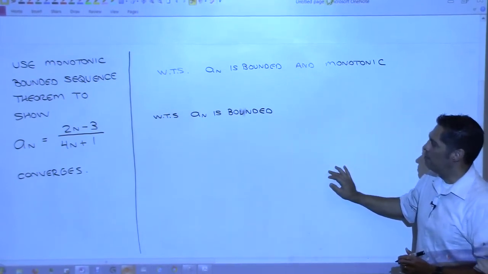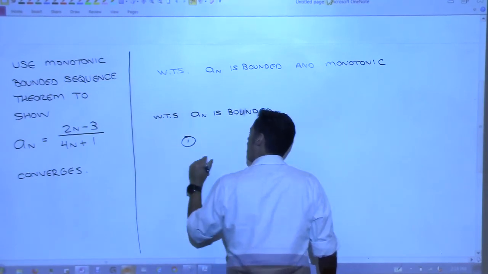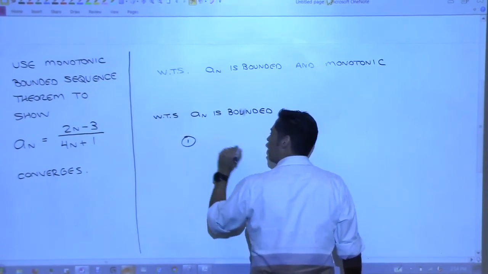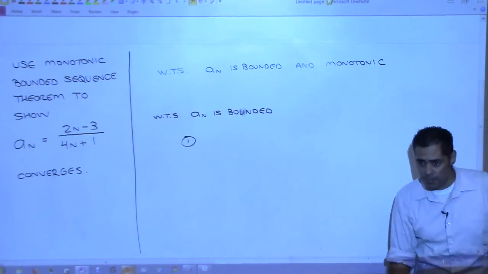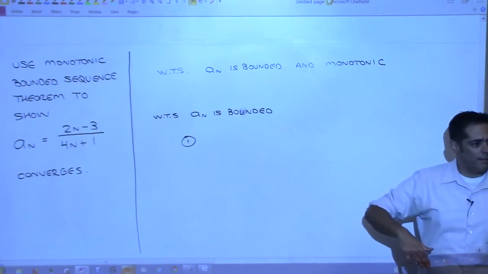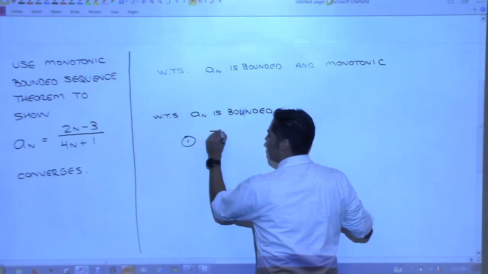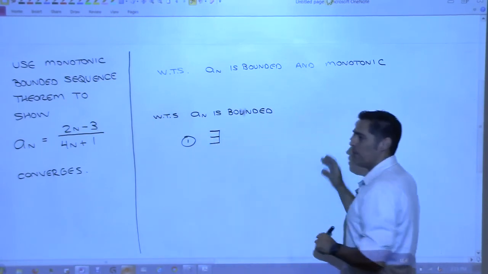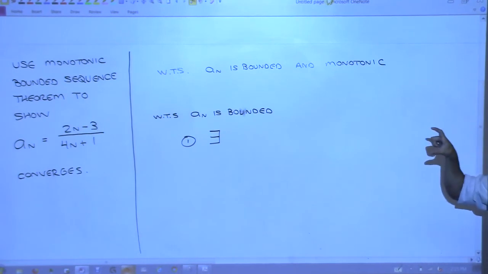How do I show that? Well, here's what I have to show. First, I have to show that there exists a number that's always bigger than my sequence, and then a number that's always lower than my sequence. It was capital M and little m, right? So first thing I want to do to show that it's bounded is to show that there exists. That backwards capital E stands for the words there exists.